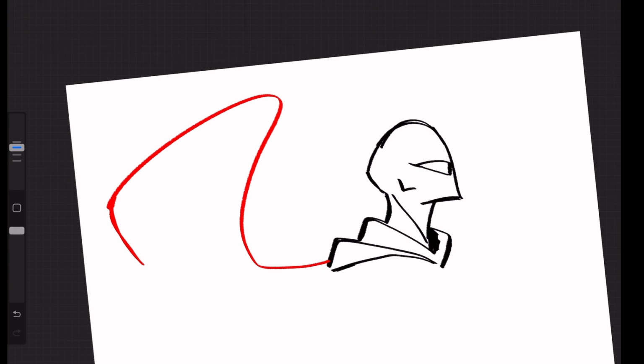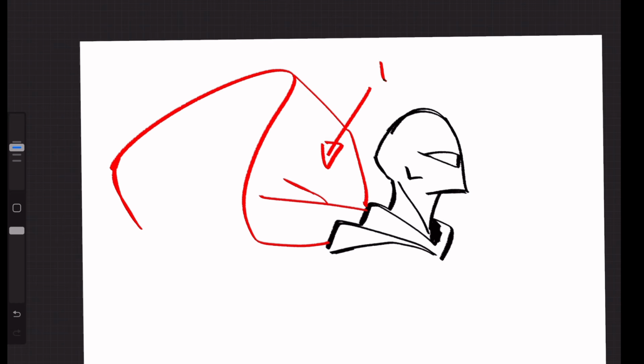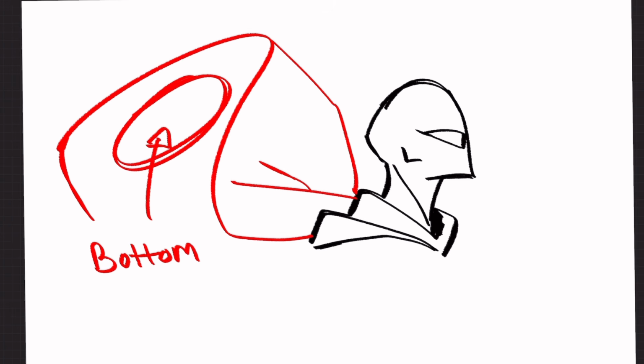So here I draw the very edge of the cape first, and then basically the other edge on the other side of the cape. And so this side is the top of the cape, and this whole area is the bottom of the cape, the underside of it, which will be completely in shadow. And this is how I draw free-flowing fabric, and in this case, a cape.